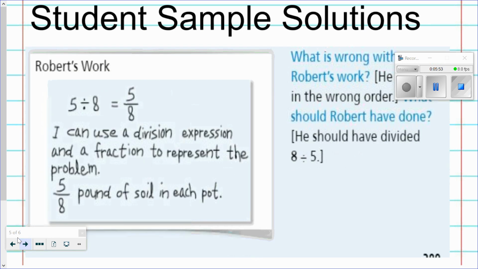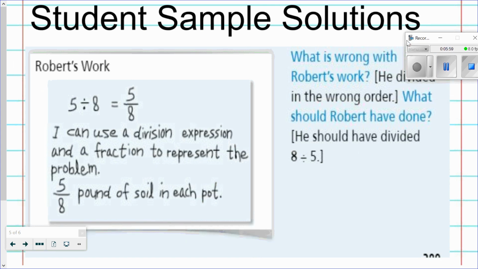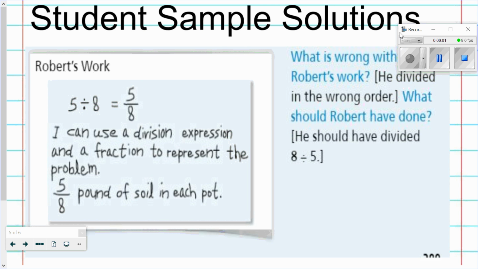Now let's look at Robert's work. Now this is a common mistake that we make sometimes whenever we're just thinking about, well, I need to divide one of the numbers by another one, when we're not really thinking about what the numerator and denominator are meaning or what this division expression means.